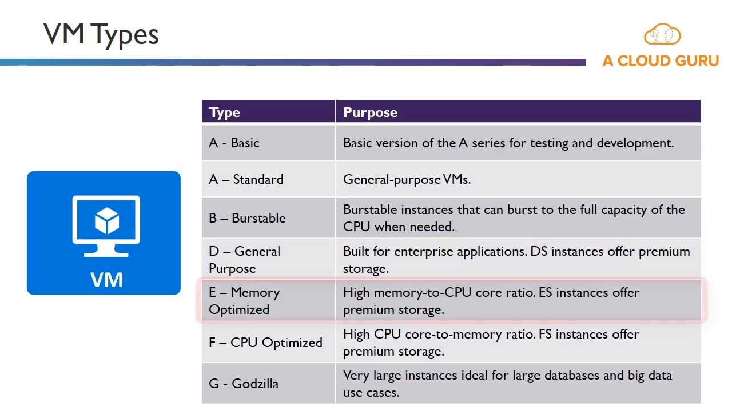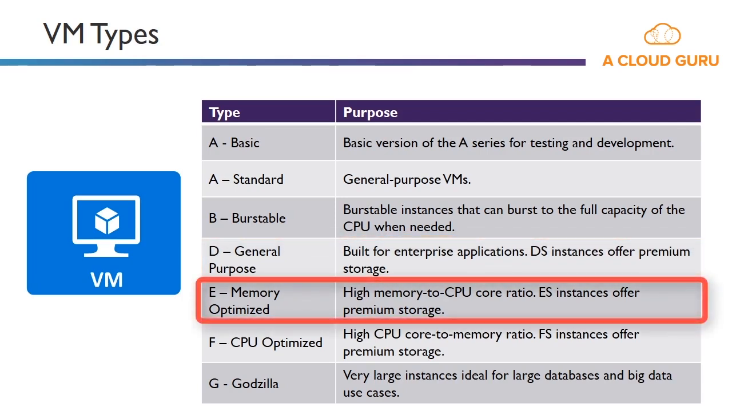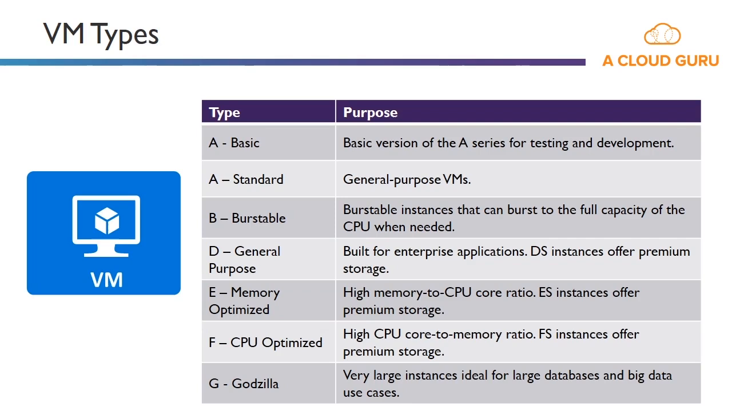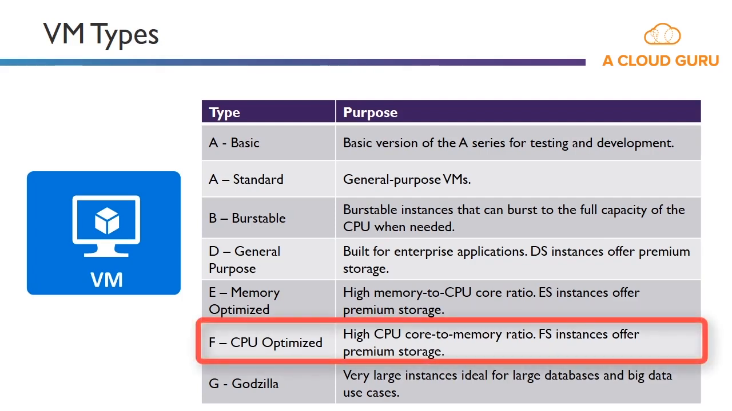And then we have memory optimized. These are the E series. You'll see there's some other memory optimized ones out there. This is the newest memory optimized series they brought out recently. This is a high memory to CPU core ratio. Then we go into the F series, immediately after memory optimized, is CPU optimized, and this is the reverse. So we have a high CPU core to memory ratio, and so it's kind of the opposite of the E series there.